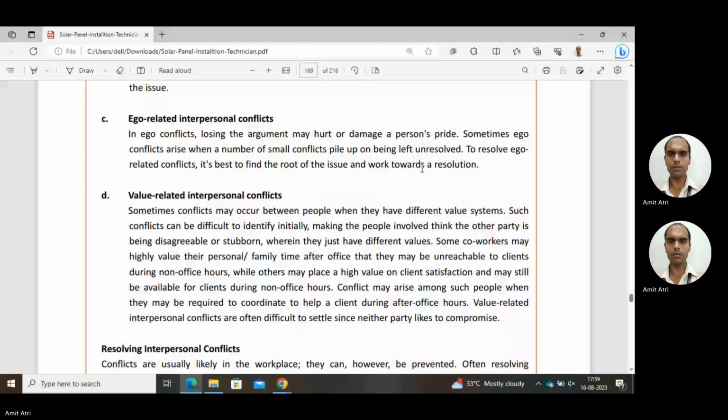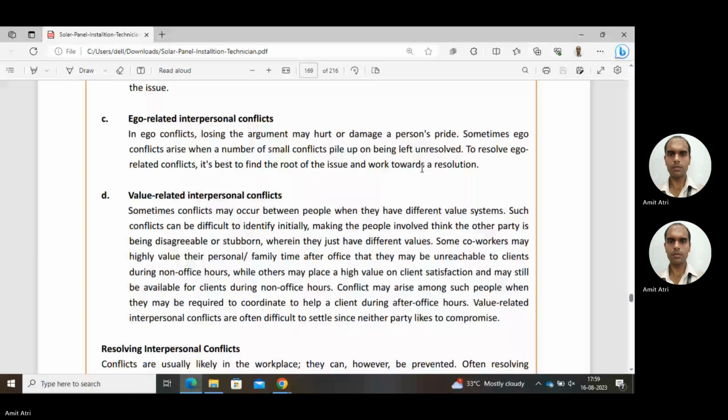Conflict may rise among such people when they are required to coordinate to help a client after office hours. It means office hours are over, the office is closed now, still some task is needed. Someone is giving it priority, someone is not. He's giving priority to his family or some other matter after the office hours. This can give rise to a conflict.